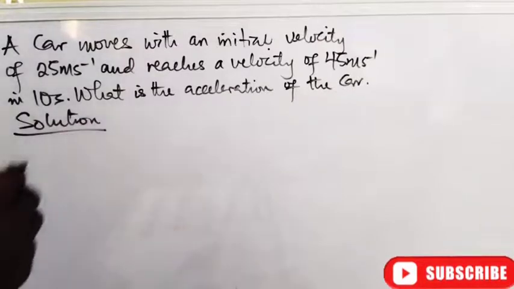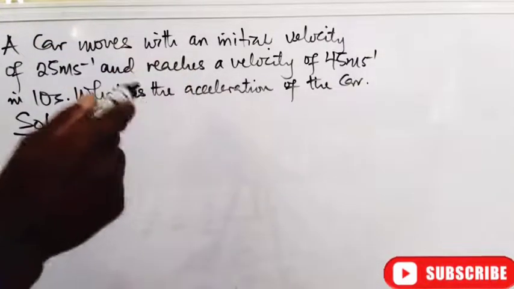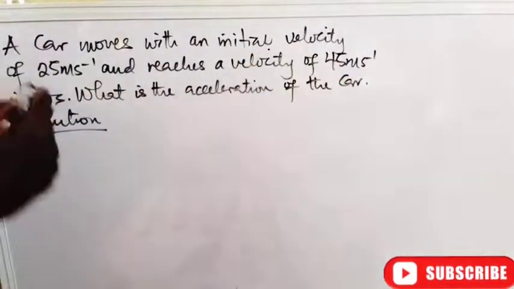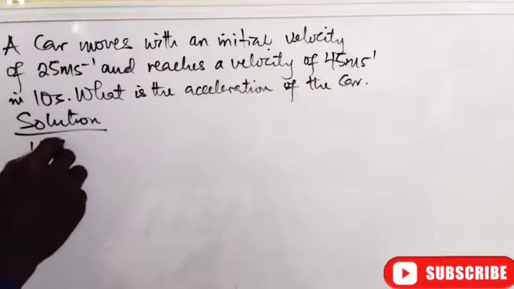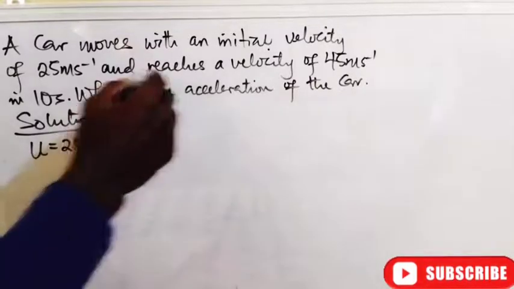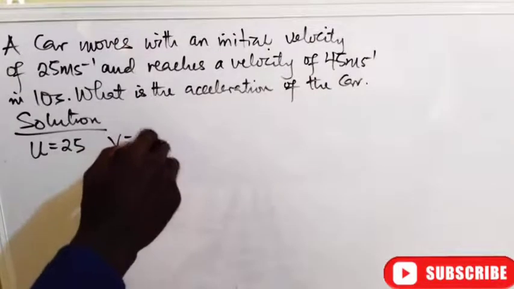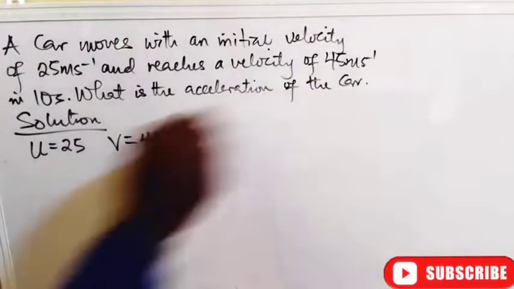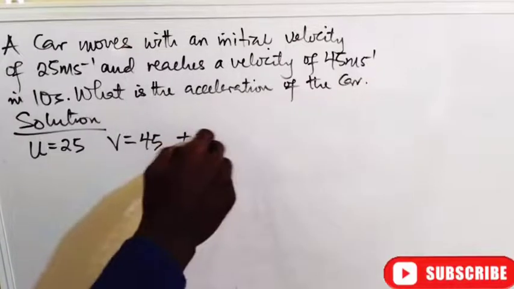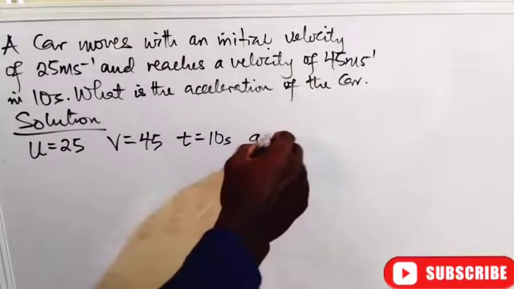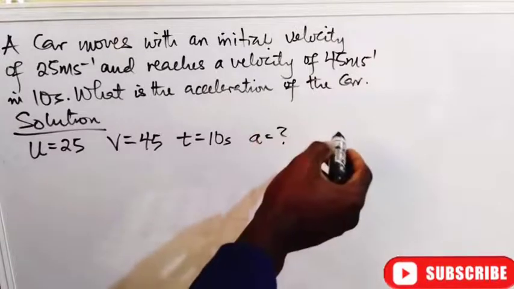Now, first of all, you need to recognize all the parameters in this question. The initial velocity is 25, which is u equals 25, and it reaches a final velocity v, which is 45, in 10 seconds. Now our t is 10 seconds. So we are asked to find the acceleration, which is a equals, we don't know.